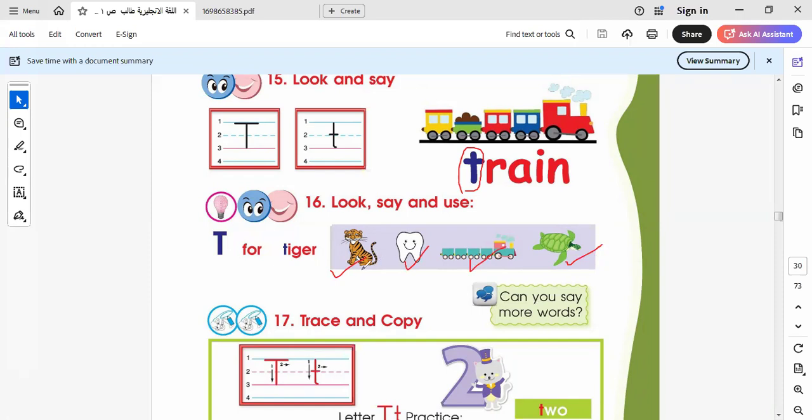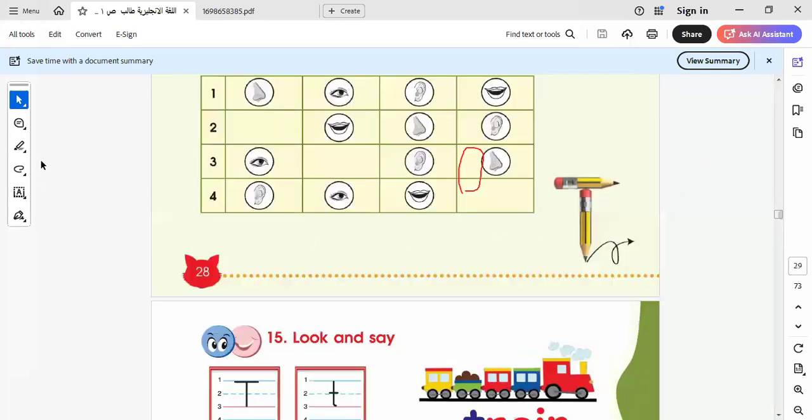I will repeat, and repeat after me: tiger, teeth, train, and tortoise. Okay, I will repeat the words again.